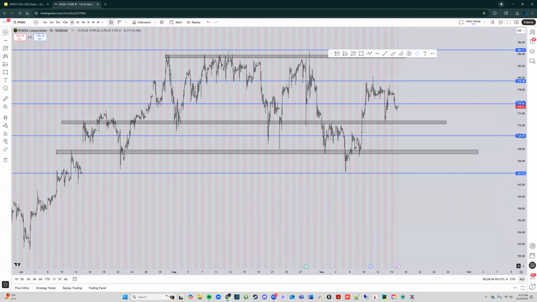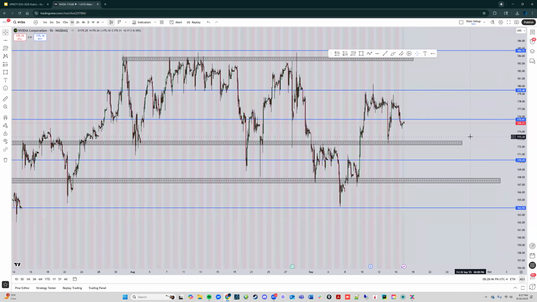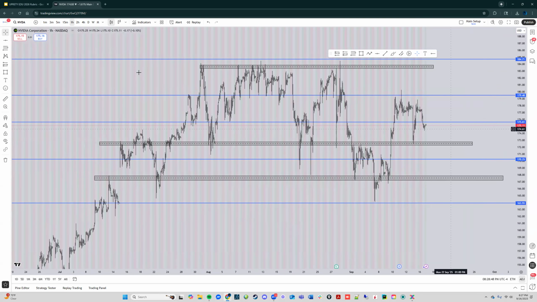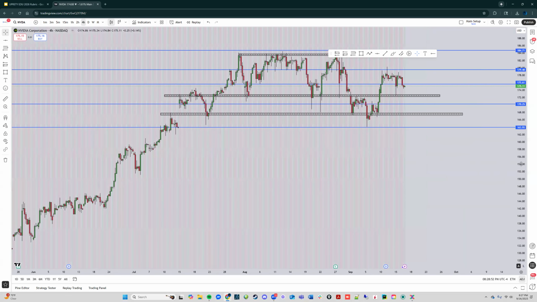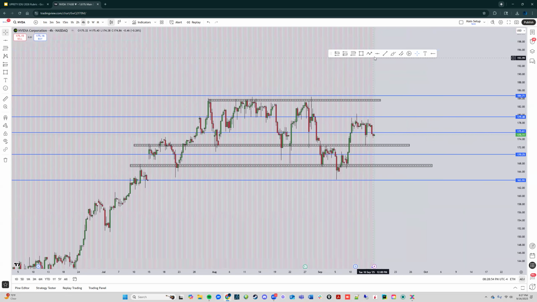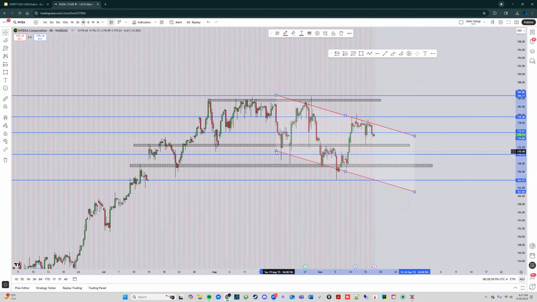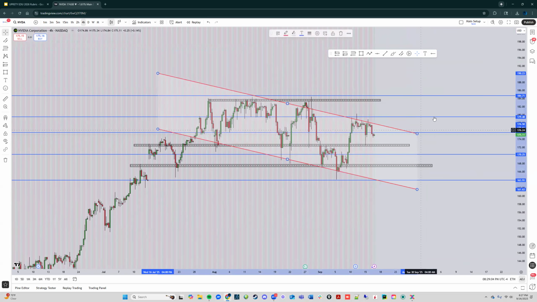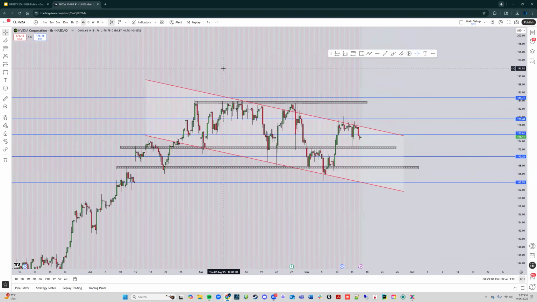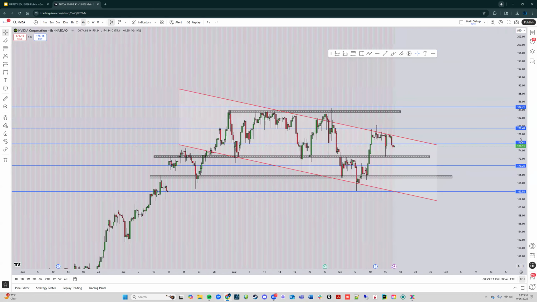So now we have our zones to work with. Now what we can do is go to the bigger time frame and add in our channel if we have one. So I'm going to go ahead and add a channel here. Once again, it's not going to be perfect, but I'm going to try to get it as perfect as possible. There we go. Actually, I'll probably drop this a little bit more. So now we have our channel. Now let's look for entries.